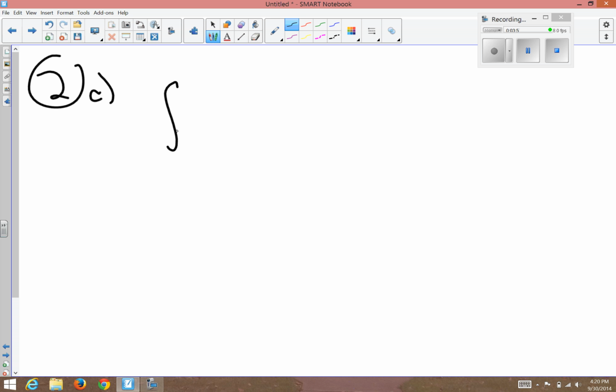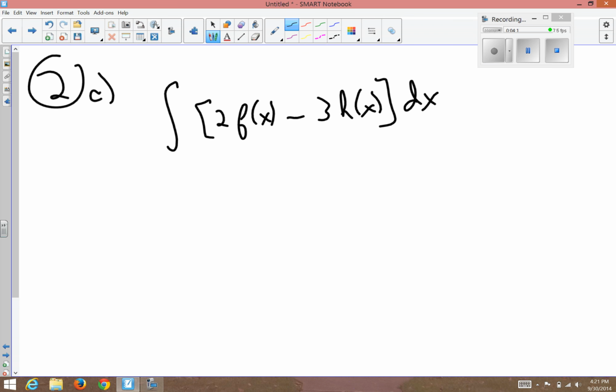It says the integral of 2 f of x minus 3 h of x dx from 7 to 9. This combines the two properties from parts A and B because the integrand always means whatever is in between this symbol and this symbol. Whatever is in between here, integrand. In this case, the integrand has 2 terms, so we're going to distribute and make 2 separate integrals.